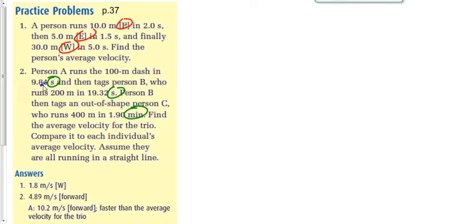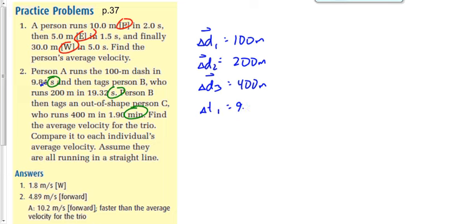Let's do the trio first. Okay, let's say displacement 1 is 100 meters. Now let's say displacement 2 is 200 meters, and displacement 3 is 400 meters. Let's say time 1 is 9.84 seconds. Let's say time 2 is 19.32 seconds. And time 3 is 1.90 minutes. What are we going to do with that? Talked about that a little bit earlier. Change it to seconds. What is it? 114? It doesn't really matter whether you go minutes or seconds here, but we got to be consistent, right?